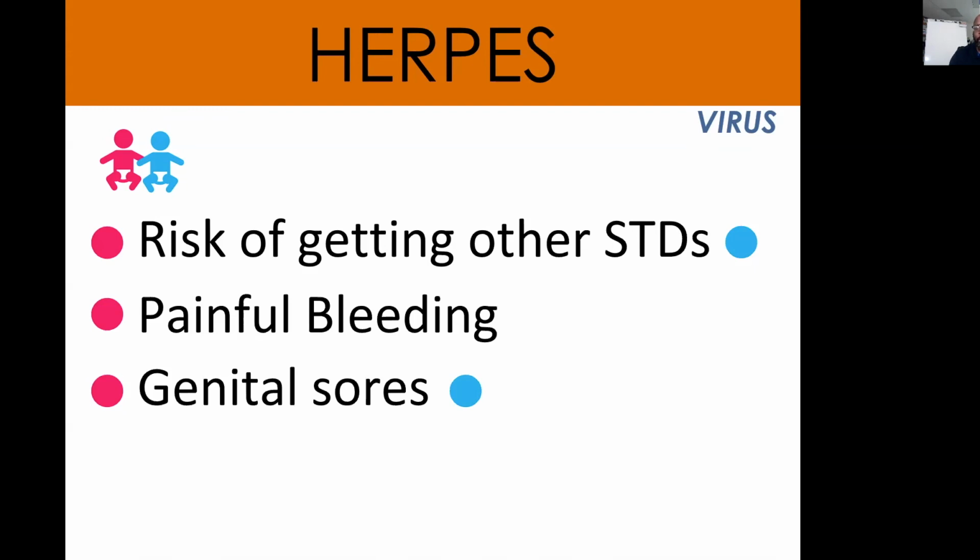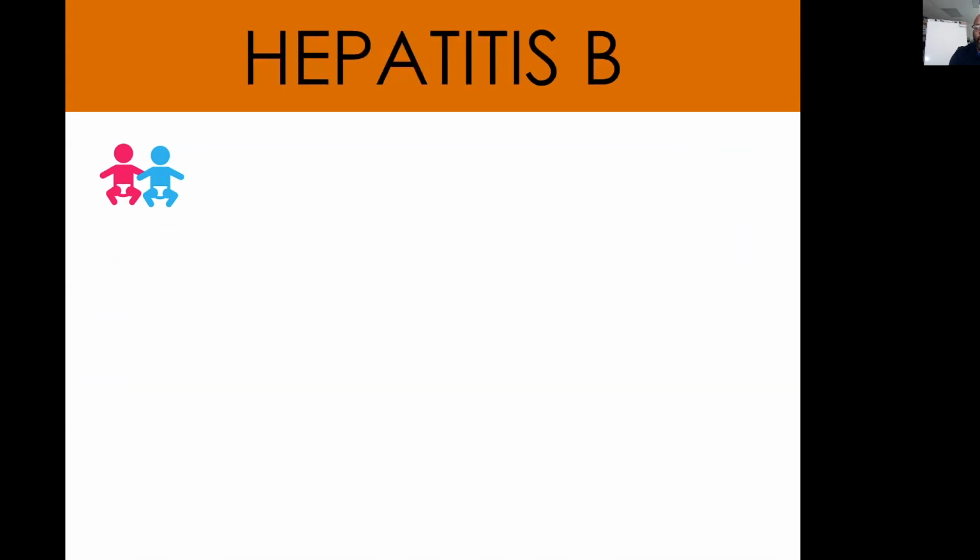So this next one is hepatitis B. Hepatitis B affects the bloodstream. It is a virus. You are at risk of getting other STDs. It may cause damage to the liver.